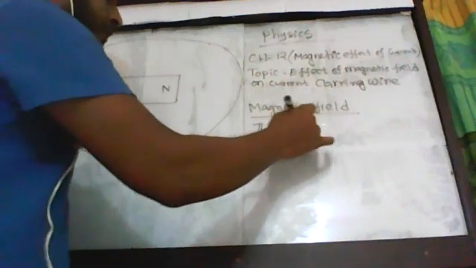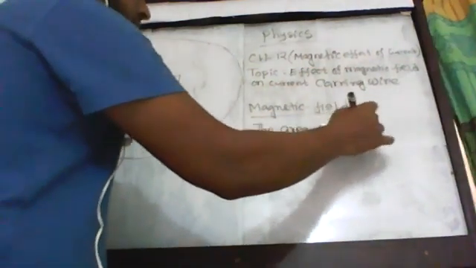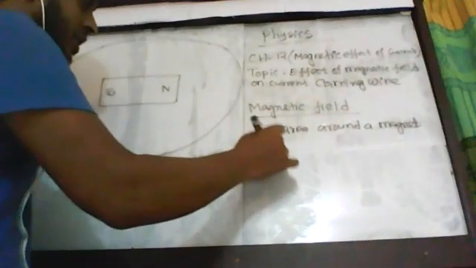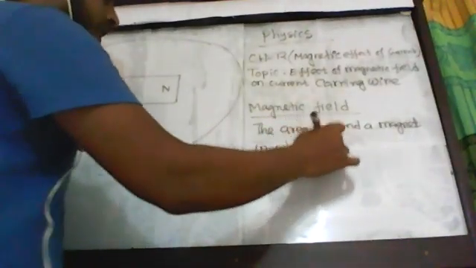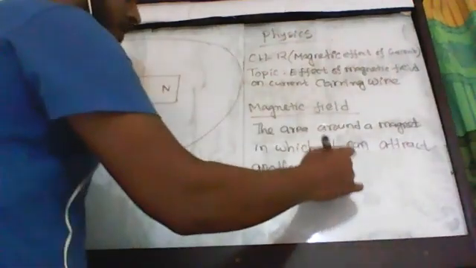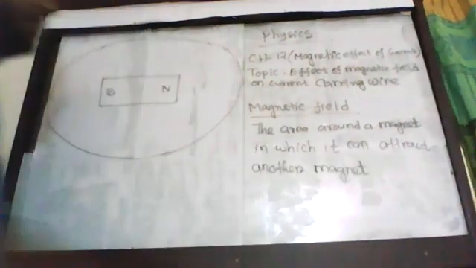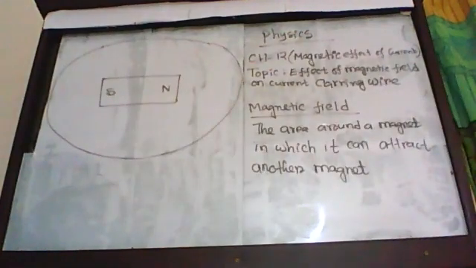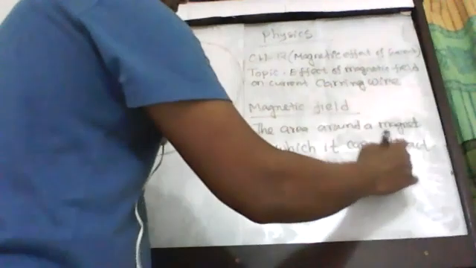So I can say that the area around a magnet in which it can attract another magnet, this particular area is called magnetic field.